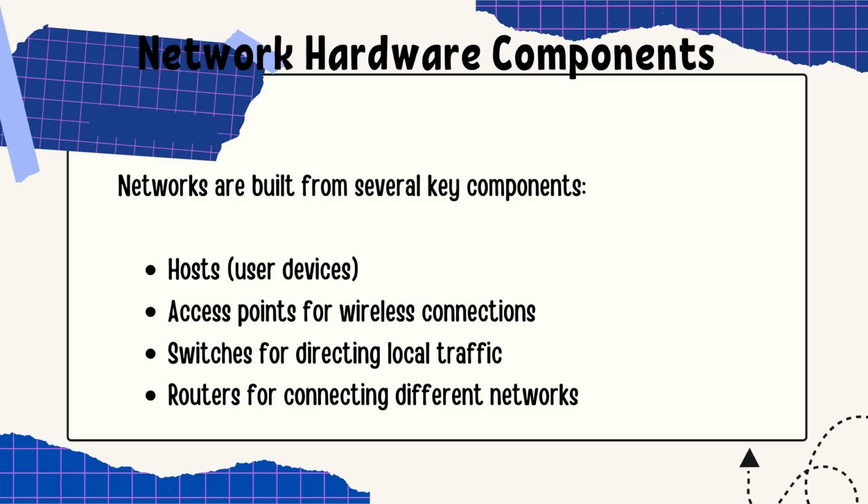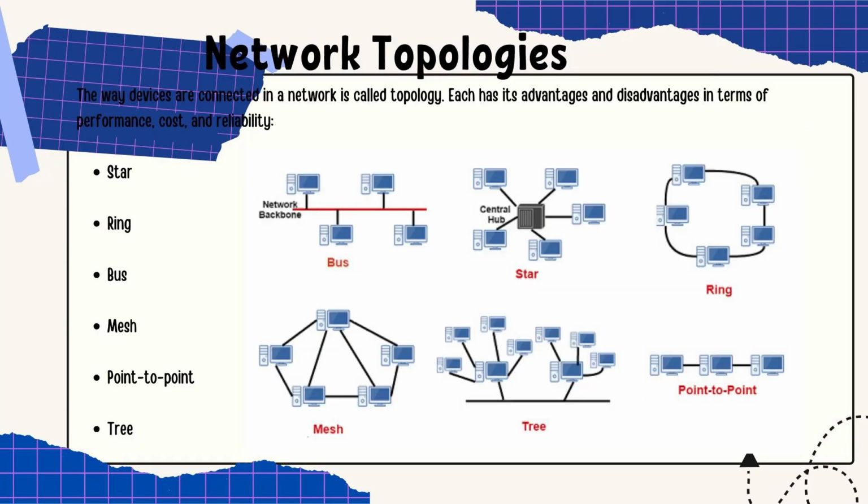The way these devices are arranged in a network is called its topology. Common topologies include star, where devices connect to a central hub; ring, where devices form a circular pattern; bus, where all devices connect to a single cable; and mesh, where devices interconnect with multiple others. Each topology has its advantages and use cases.